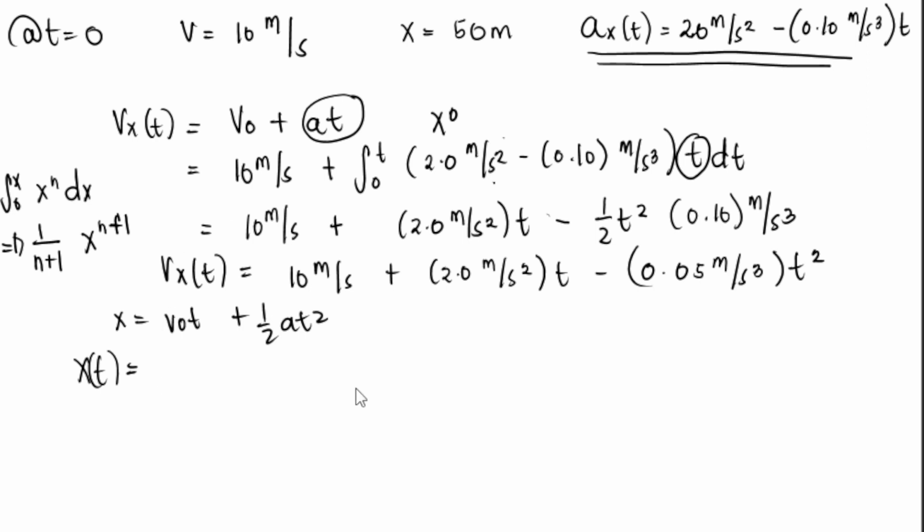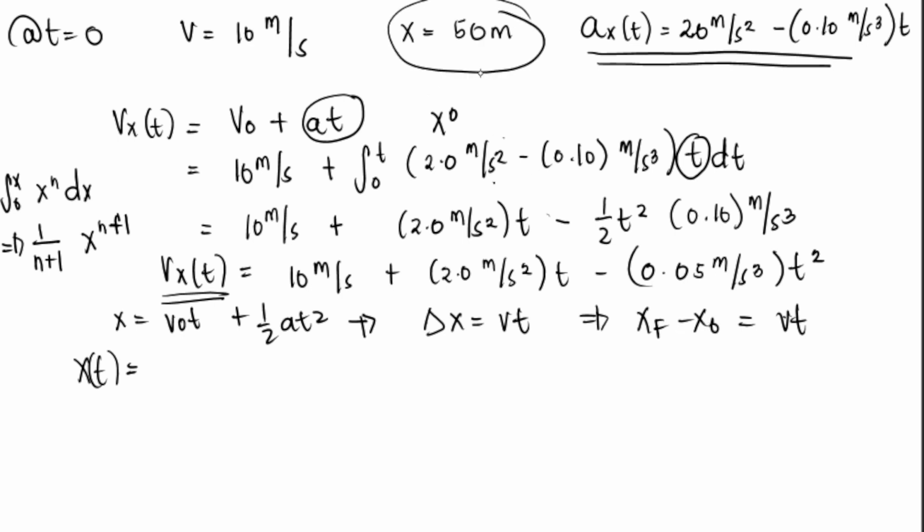This is for constant acceleration. Okay? So, for constant speed, since constant na yung speed natin dito, hanapin natin yung x of t. So, pwede natin gamitin yung delta x is equals to vt. Okay? So, yung delta x natin, di ba, siya ay xf minus x naught, is equals to v of t. Okay? So, since meron tayong initial position dito na 50 meters, hanapin natin yung final position.